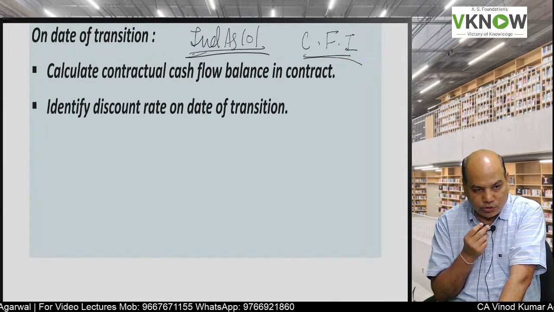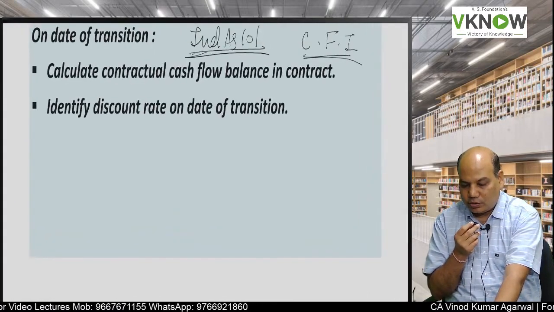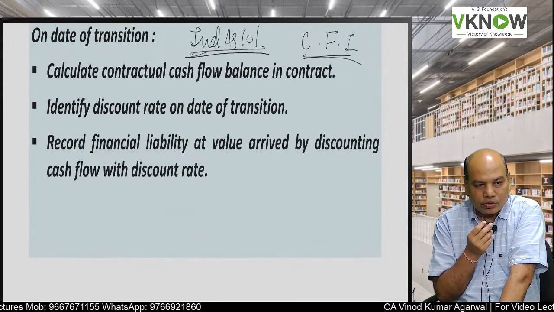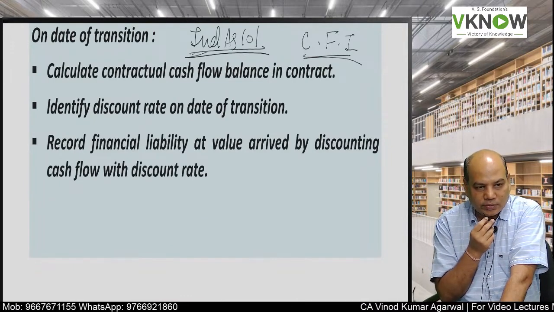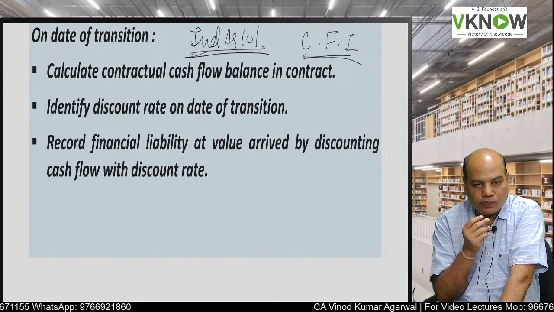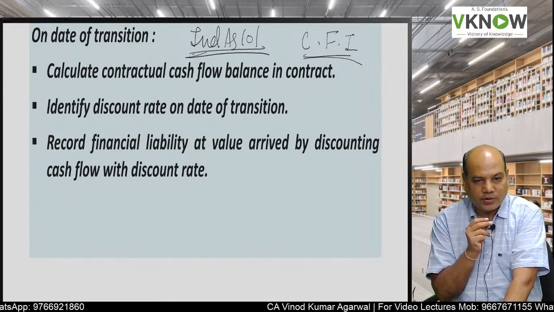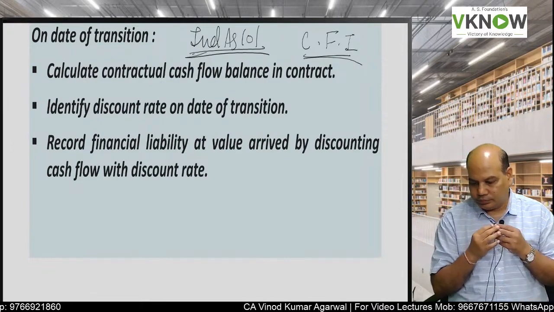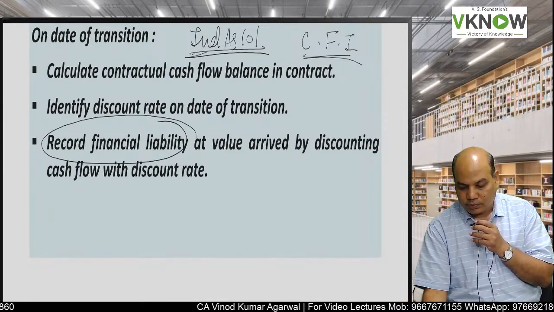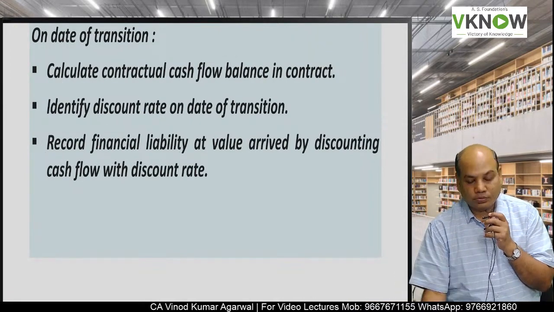Whatever contractual cash flow is there, I will find out that. I will choose an appropriate discount rate on the date of transition. So contractual cash flow which is remaining versus the discount rate, and I will be able to find out what will be the liability component of that compound financial instrument. So I got the liability component of compound financial instrument, but that instrument already has some book value.